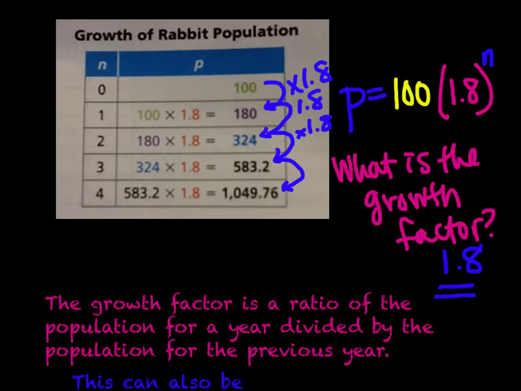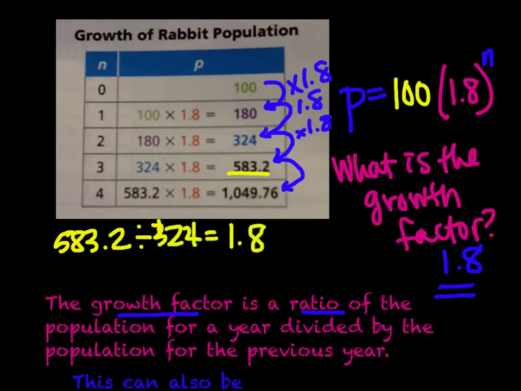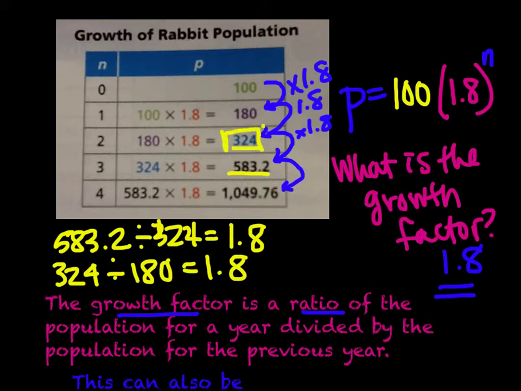Awesome. Easy. So the growth factor specifically is a ratio of the population for a year divided by the population for the previous year. So if we wanted to, we can look at the number 583.2 and divide it by the previous year of 324, and we'd end up with approximately 1.8. As well, we can take 324 and divide it by 180, and again, we'd find a growth factor of 1.8. So that is a ratio of 1 year in comparison to the previous year.